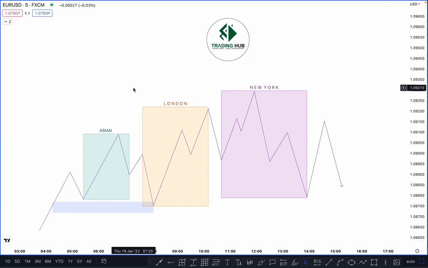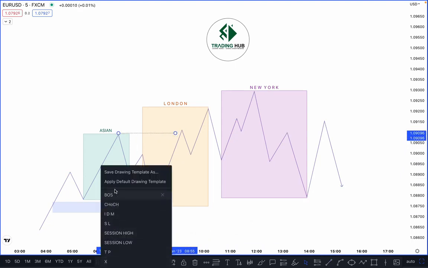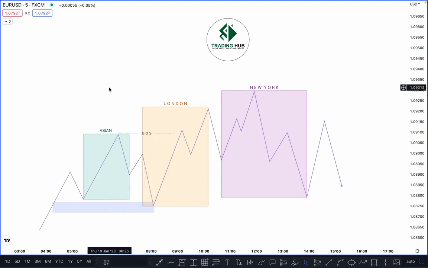What happens in the next London session? If the market breaks the previous session high, which is here, and closes above it, this is what we call a break of structure, as we know, right? But I'm talking about it in terms of the session. So when the market closes above it, it means the market momentum is looking for continuation, right?